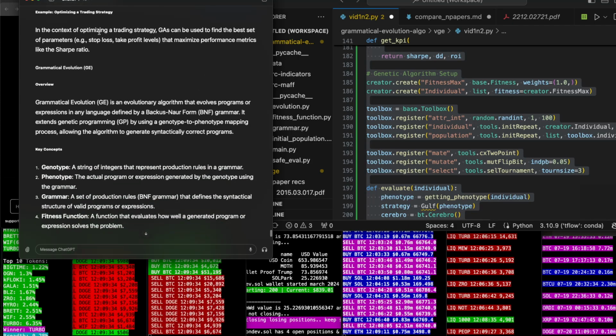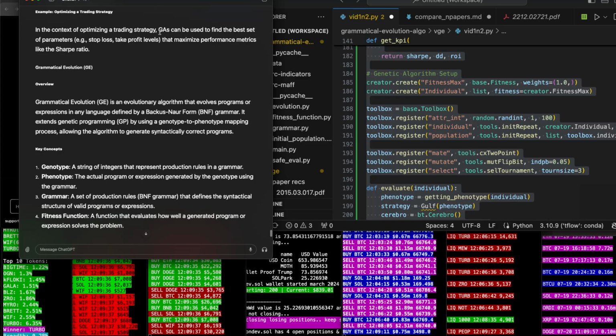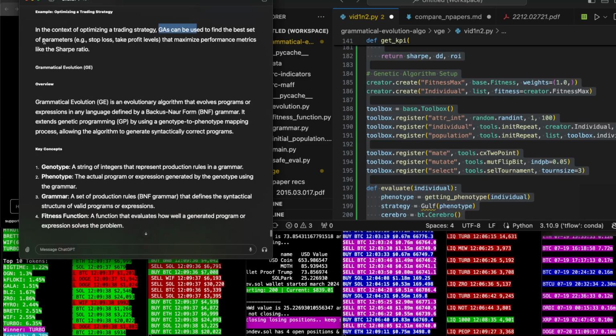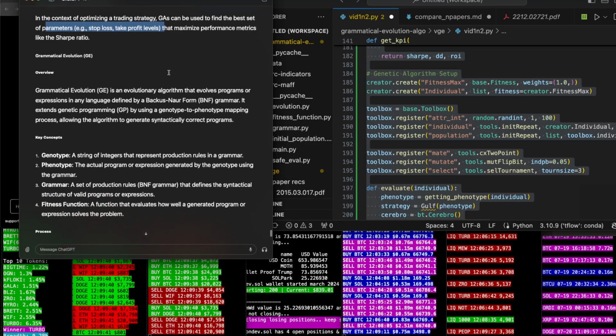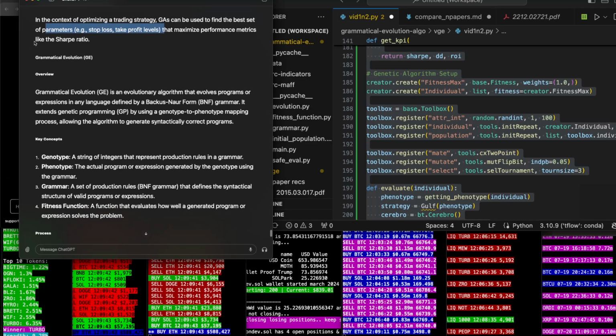So in the context of optimizing a trading strategy, GAs can be used to find the best set of parameters, like a stop loss, take profit levels, that maximize performance metrics like Sharpe ratio.